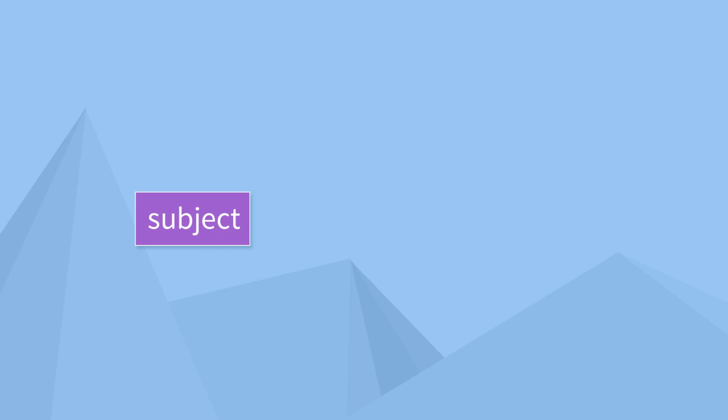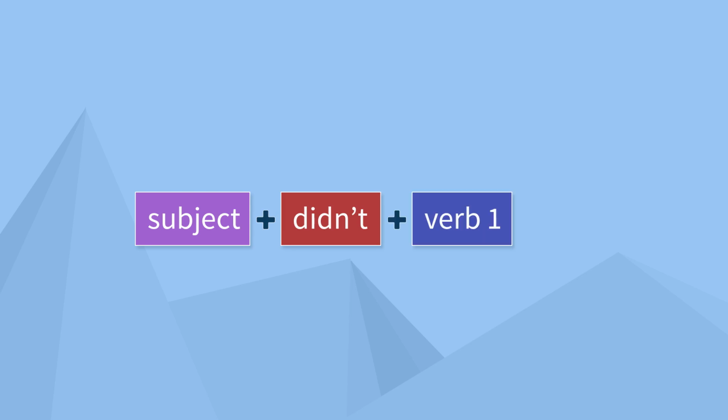When it comes to negative statements in the past simple tense, things may be a little different to what you might first expect. The structure for negative past simple statements is subject, didn't, verb 1. Now, this might seem a little strange at first. We're talking about the past, so why aren't we using the past simple form of the verb? Well, one answer might be that we simply don't need to. As soon as we read or hear didn't or did not, we automatically understand that we're referring to the past.